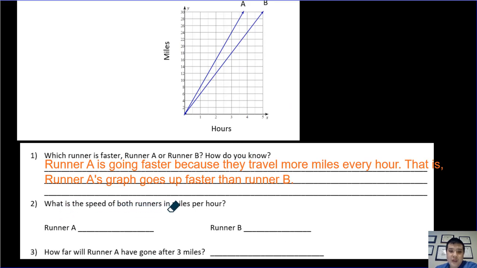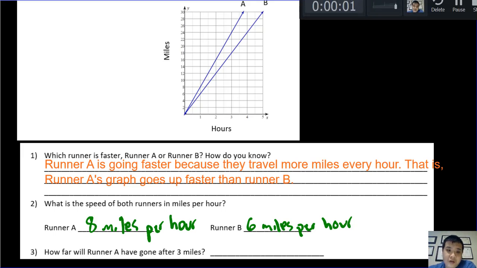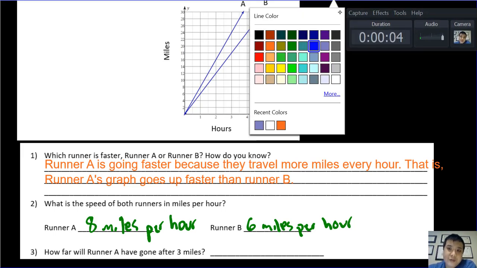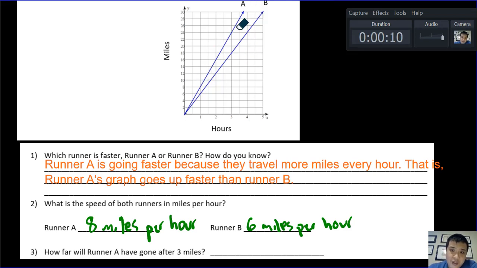What is the speed of both runners in miles per hour? Go ahead and try this one out on your own. What you should have found is that runner A is going 8 miles per hour, while runner B is going 6 miles per hour. And we can tell that because we can take any point on this A and find the unit rate. But we can also just take a look at right here where this is 1, 8, and see that, okay, since our x value is 1, our y value is 8, so 8 over 1 is going to be our unit rate, so 8 miles per hour for runner A.